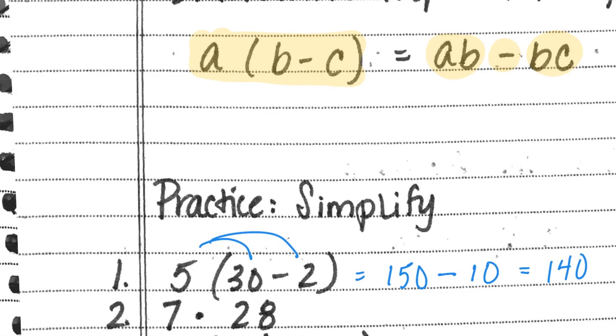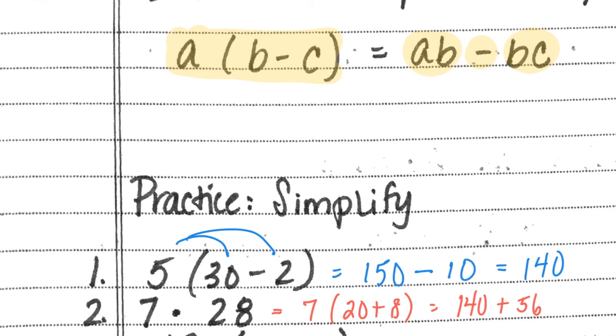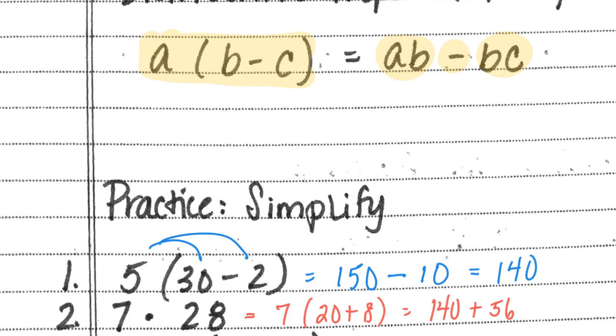What do you think they want us to do for this one? Probably separate it, right? They probably want us to look at this as 7 times (20 plus 8), because we know 7 times 20 is 140. 7 times 8 is 56. So 7 times 28 is what? 196.